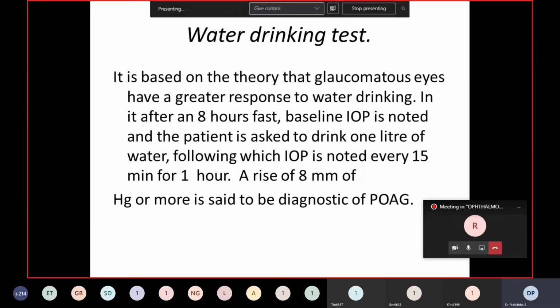But nowadays in our clinics we don't do all this. We can pick up glaucoma earlier than this using OCT, that is optical coherence tomography. If any nerve fiber layer defect is there, then we can pick up glaucoma even in the early stages. So we do that, but still for theory purposes you should know this.